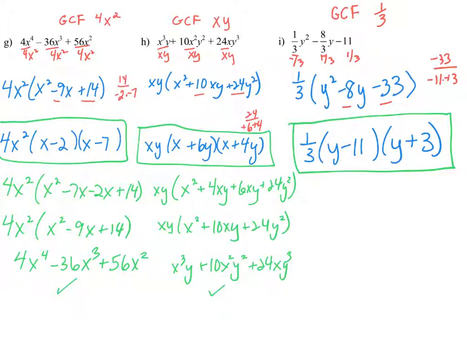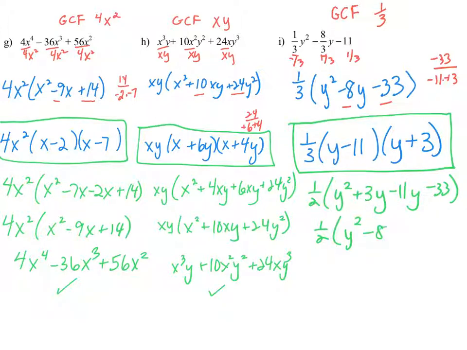We can simplify this or check our work by using the FOIL with y minus 11 and y plus 3 factors. The first being y times y is y squared, plus 3y is the outer, minus 11y is the inner, and the minus 33 is the last. Combine those middle terms to get y squared minus 8y minus 33. And then we're going to distribute that 1/3 to get 1/3 y squared minus 8/3 y minus 11. And that's what we started off with.